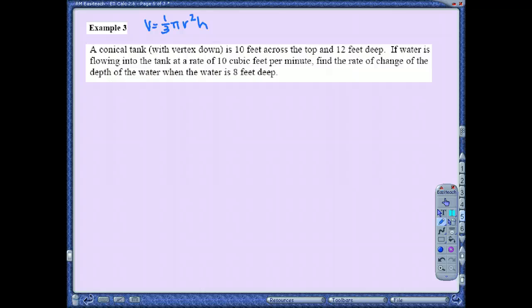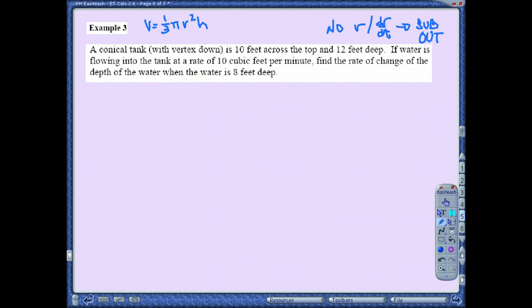When I read the problem, it says a conical tank with vertex down is 10 feet across the top and 12 feet deep. If water is flowing into the tank at a rate of 10 cubic feet per minute, find the rate of change of the depth of the water when the water is 8 feet deep. Notice they talk about volume, 10 cubic feet per minute. They talk about h, that height or depth, same thing. They do not mention the radius. So there is no r or dr dt mentioned, so that means you have to sub it out.